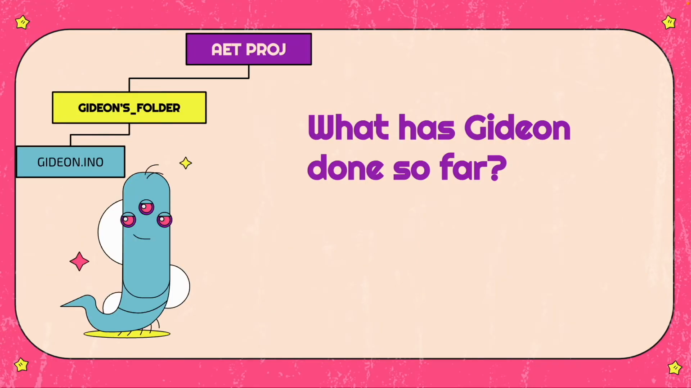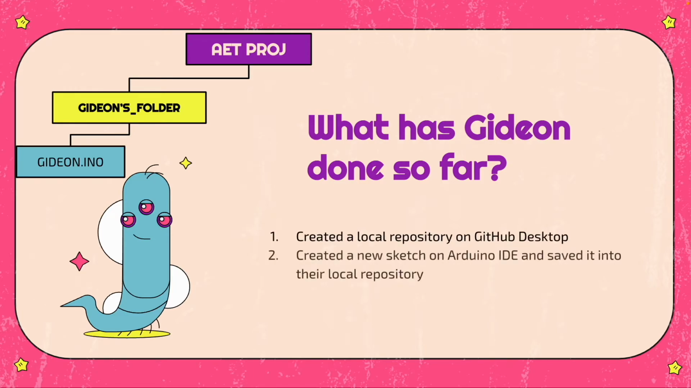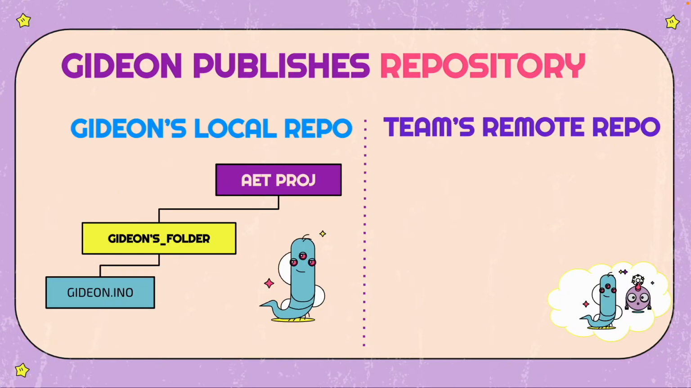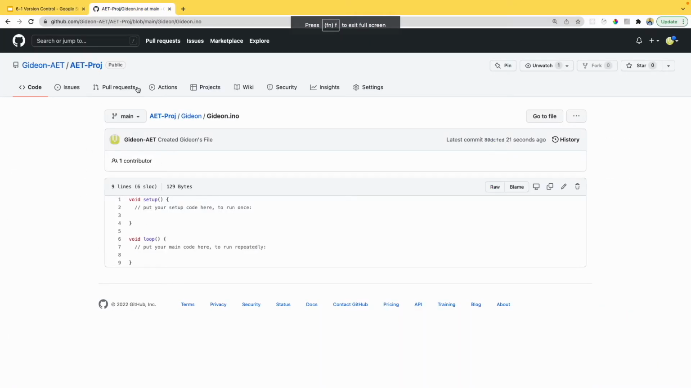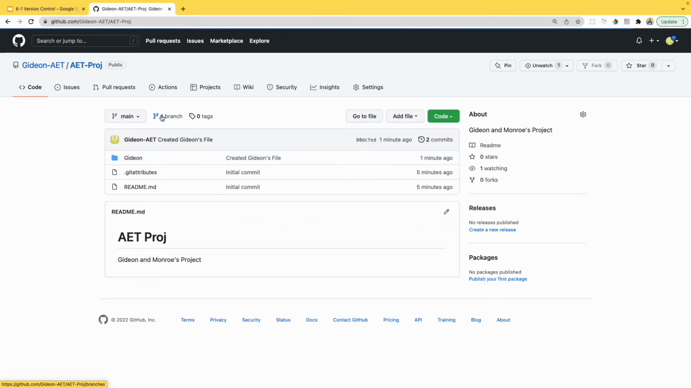So Gideon had to create a local repository on GitHub Desktop, create a new sketch in Arduino IDE, save it into their local repository, and then commit changes with a message in GitHub Desktop. Then what Gideon did was publish that repository and push those changes to the team's remote repository. The team's remote repository now looks like this. So cool. So very cool.